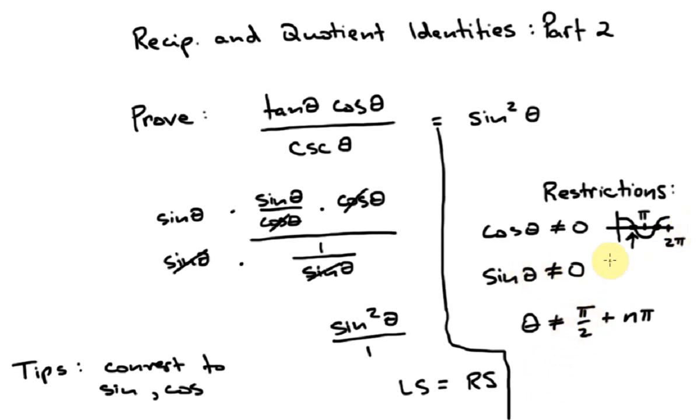The other thing, and I think I can squeeze it in here, is the sine graph. When is that restricted? Okay, well, when sine is equal to 0, and that's going to be at 0, at pi, and at 2 pi, and 3 pi, and so on. So multiples of pi. That's the other restriction.